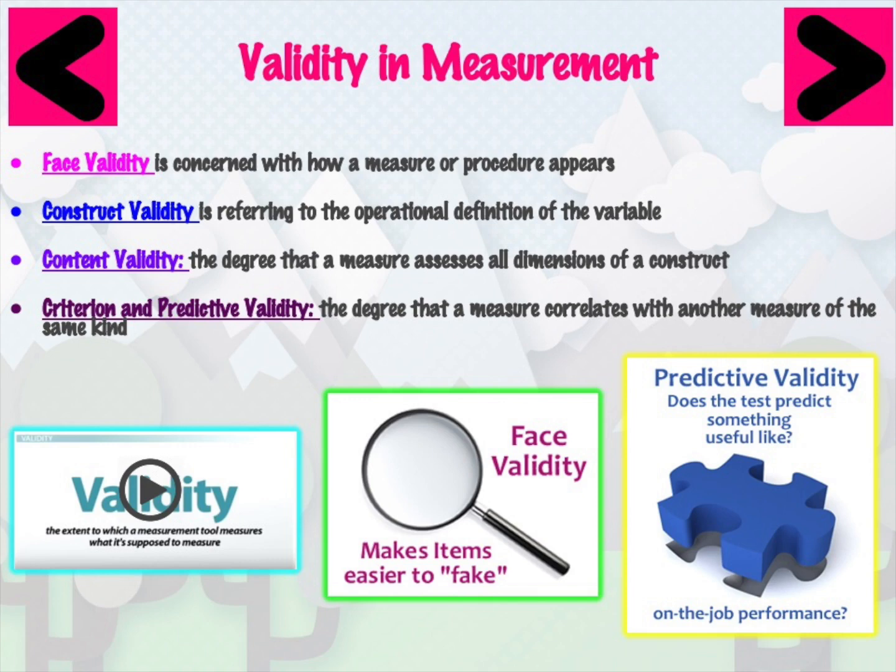And then there is criterion validity, and this is the degree that a measure correlates with another measure of the same kind. So for example, if IQ and school performance both measure intelligence, then they should be positively correlated.